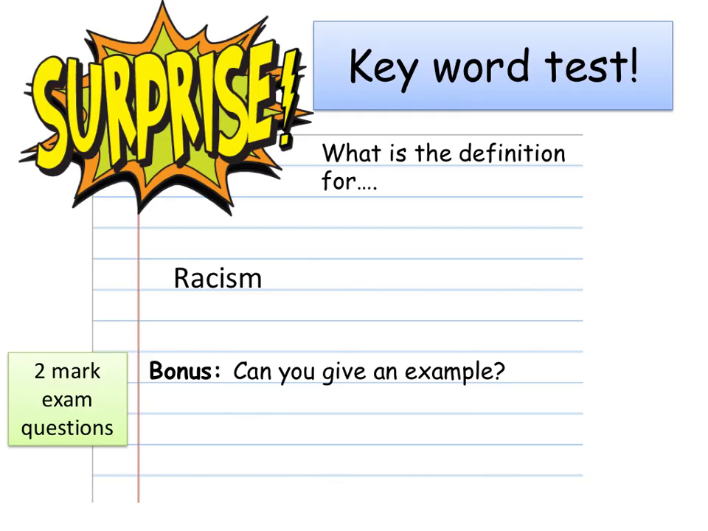Time for our first surprise keywords test. Write down the definition for racism. For a bonus, can you give an example? This bonus will be particularly useful to remember in 2-mark exam questions.